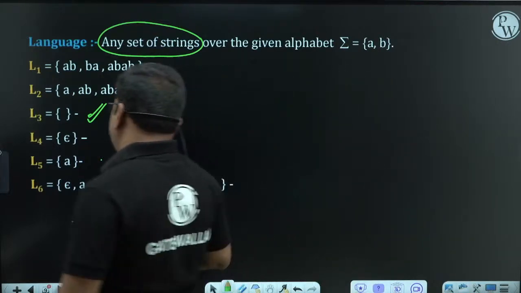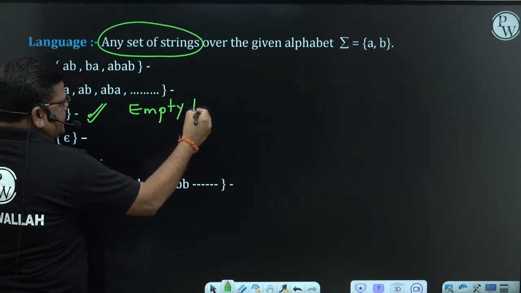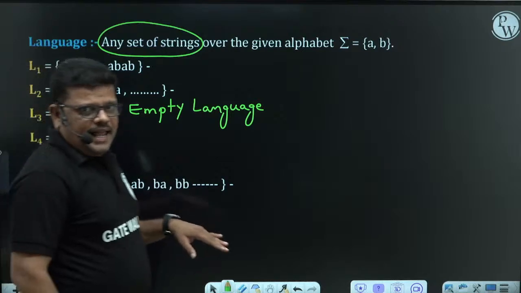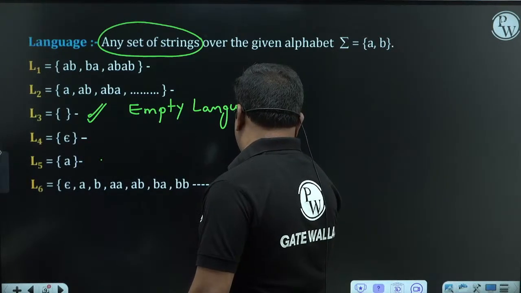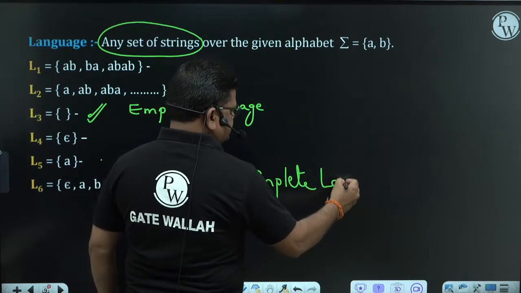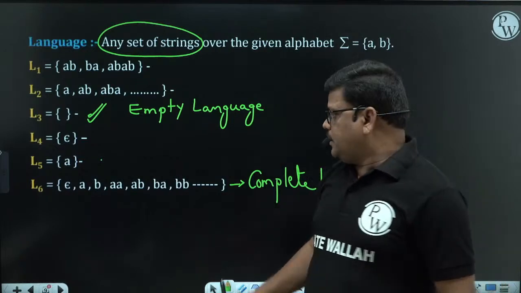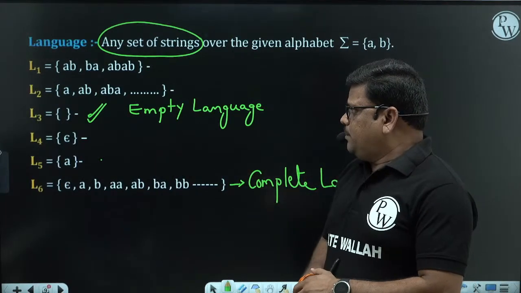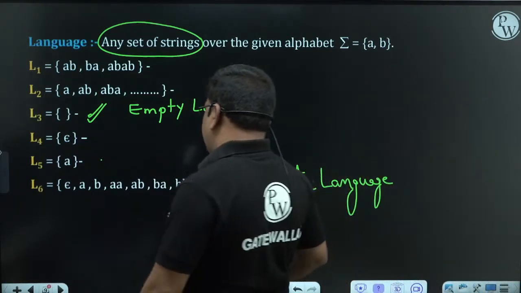If any language is of this nature, with no strings, it is called the empty language. What is the name of this language L6? Yesterday I gave the name for this language: the complete language. It seems some new students joined, that's why I'm repeating what we discussed yesterday. You can watch the recordings as well. Let me briefly explain these terminologies, then we can move on to today's topic. This is the complete language, which can also be represented with sigma star.